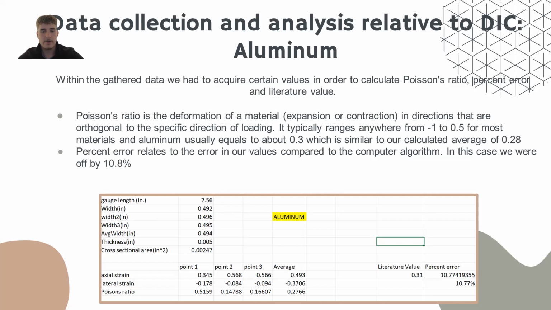Percent error relates to the error in our values compared to the computer algorithm. In this case, we were off by about 10.8%.